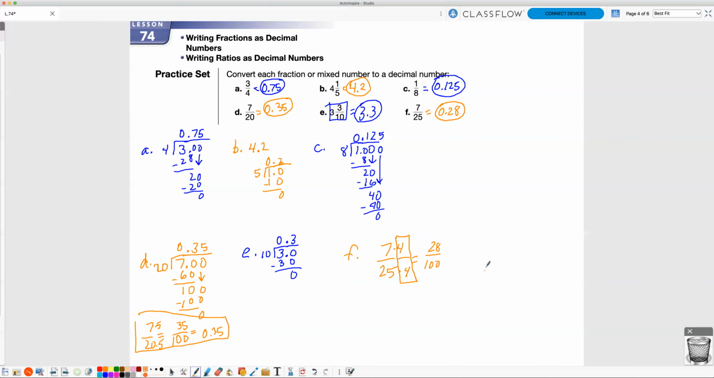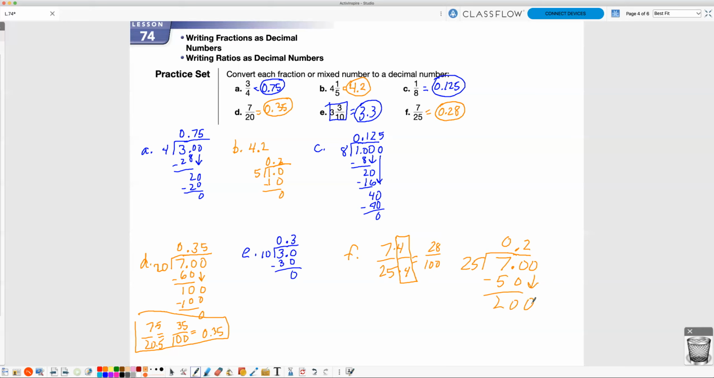So if I didn't know that, I would just simply have to take 7 divided by 25, which looks like this. Decimal right here. I might throw another 0 in. So 25 will not go into 7. It will go into 70. It'll go in there 2 times, which will get me to 50. Subtract that. That'd be 20.